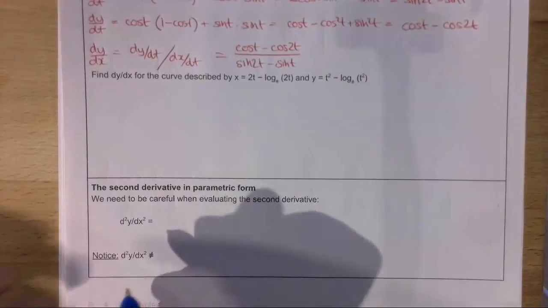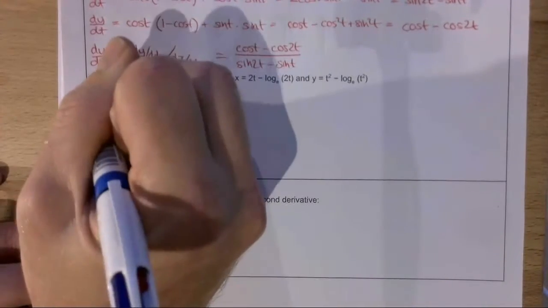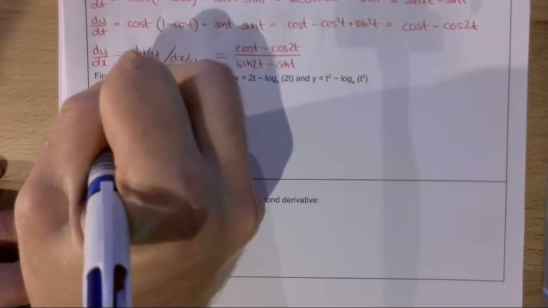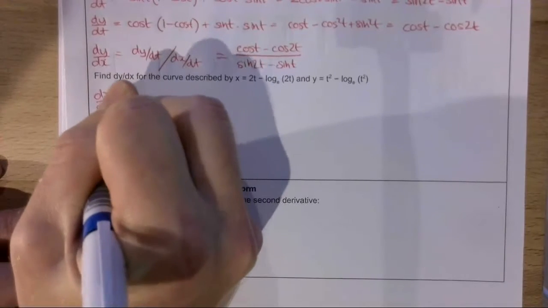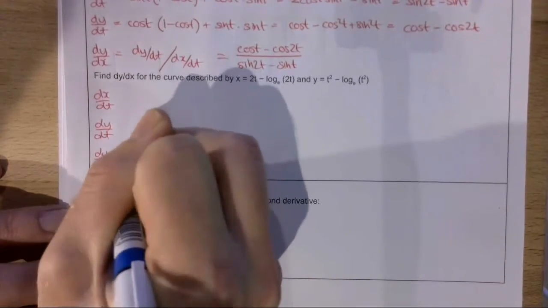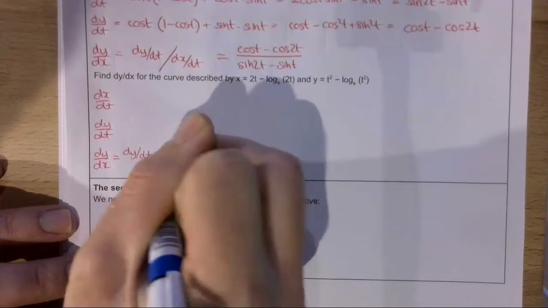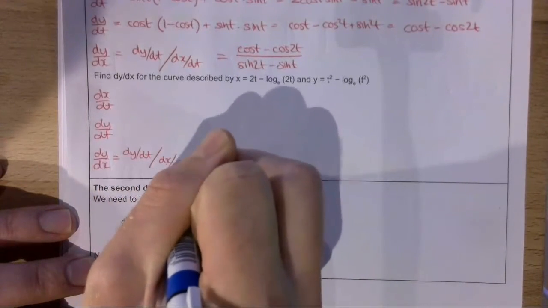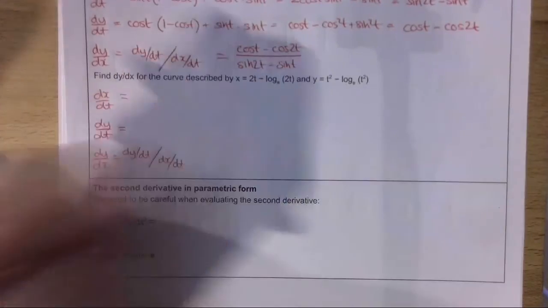Otherwise, let's go on to the second example. So, same process as before. I'm going to find dx by dt, I'm going to find dy by dt, and then I'm going to use the fact that dy by dx is dy by dt divided by dx by dt. So that's my method each time.